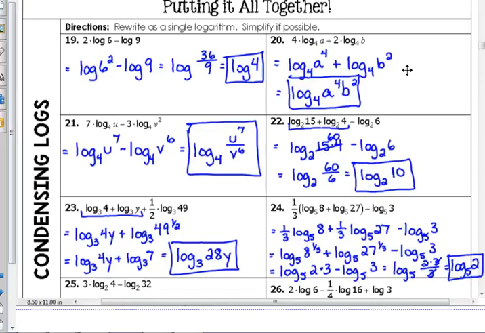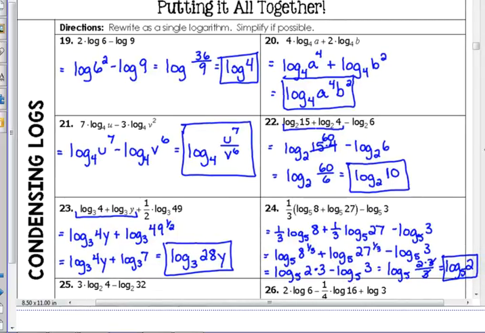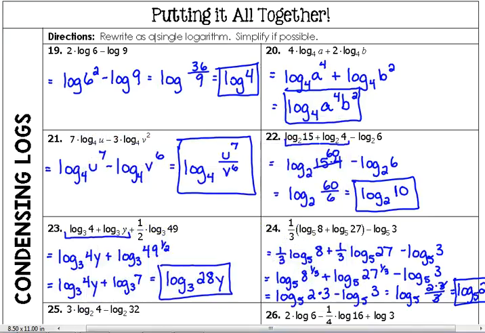Okay, so here's what I want to do to see how you're getting this stuff. I want you to try and do number 25. I don't want you to do it on your worksheet. I want you to do it on your ticket out the door paper. Try and do number 25 there. Simplify it as much as possible.